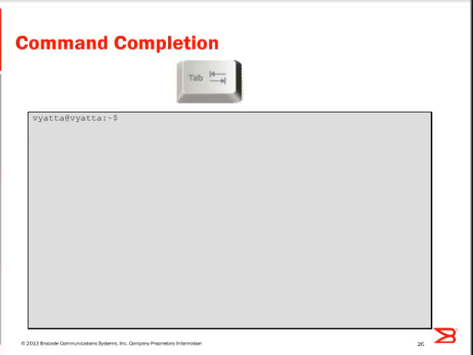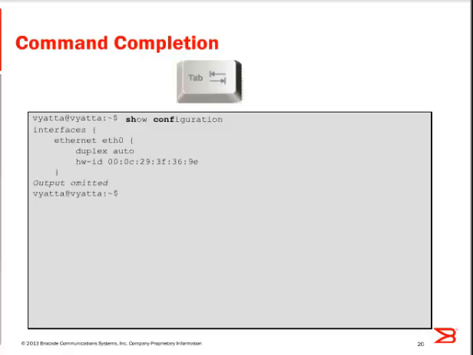To see a complete command, type in a few characters, then press the Tab key to complete the command string. For example, instead of typing the full command show configuration, we can type sh tab, conf tab. The system completes each command word. You still have to press Enter to execute the command.